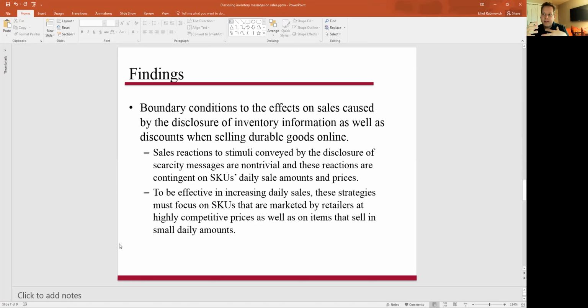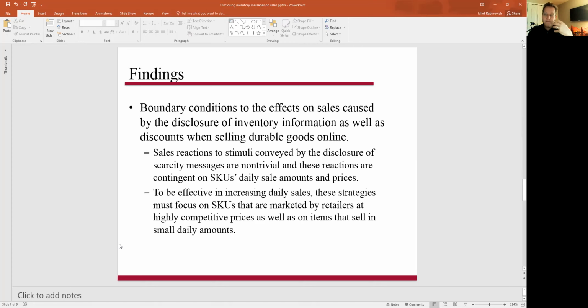And they tend to be a lot more amplified. They're more acute for products that are more obscure. They're not mainstream. They don't sell as much. And for products that are priced higher, products that have higher value. So for those products, the disclosure of these messages has particularly acute adverse effects on sales.